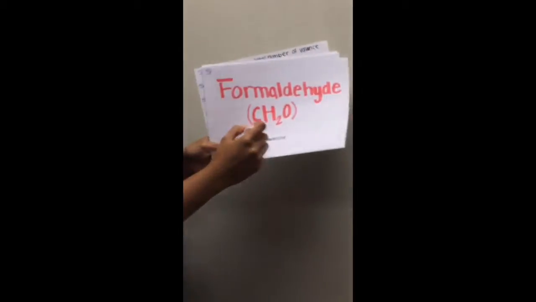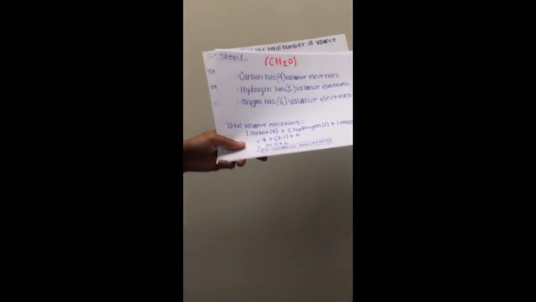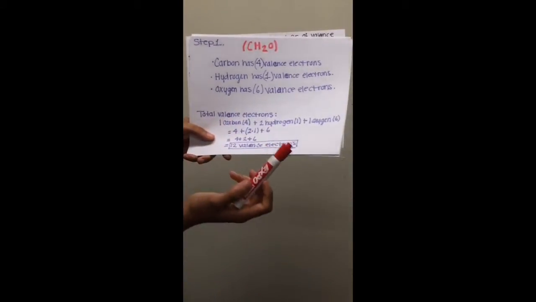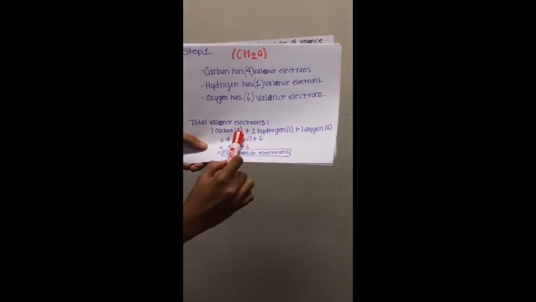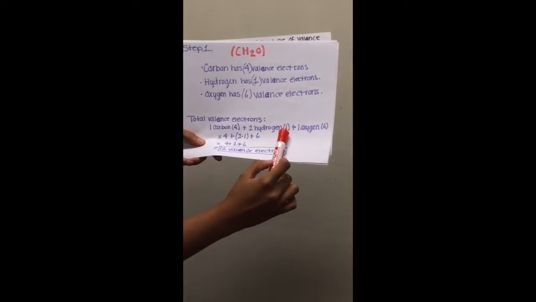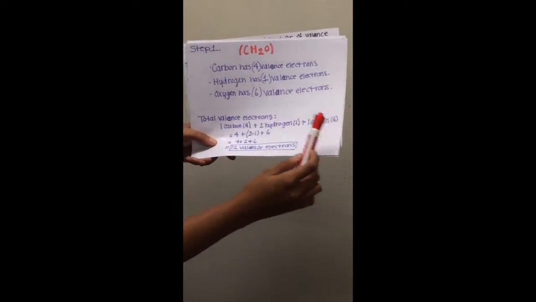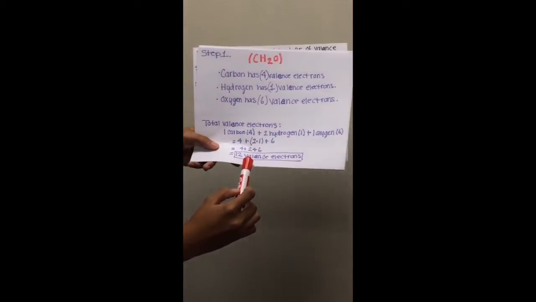I'm going to write the formaldehyde CH2O Lewis dot structure. So step 1, in order to find the total, we find that in the molecule we have 1 carbon, which has 4 valence electrons, 2 hydrogens, which have 1 valence electron each, and 1 oxygen that has 6 valence electrons. So 4 plus 2 plus 6 equals 12. So in total, the molecule has 12 valence electrons.